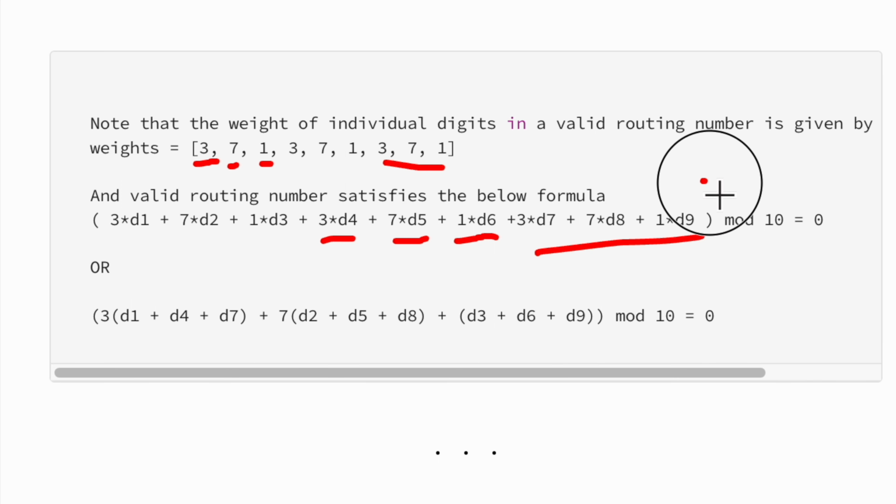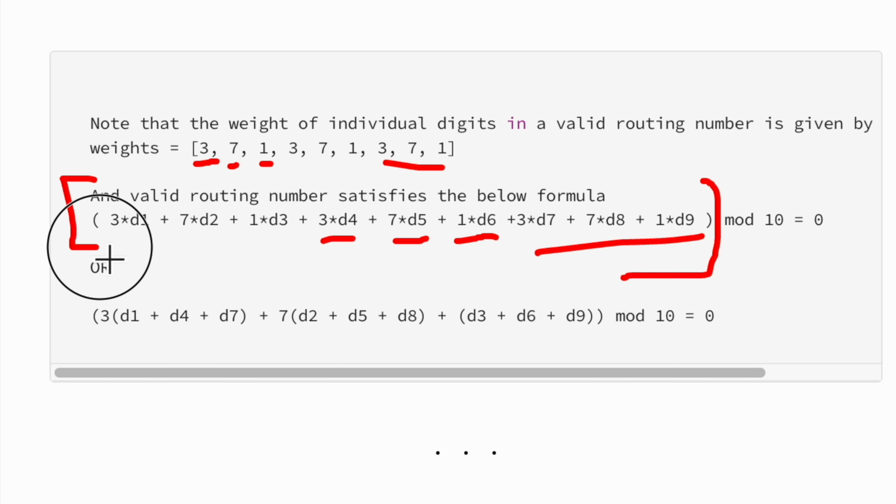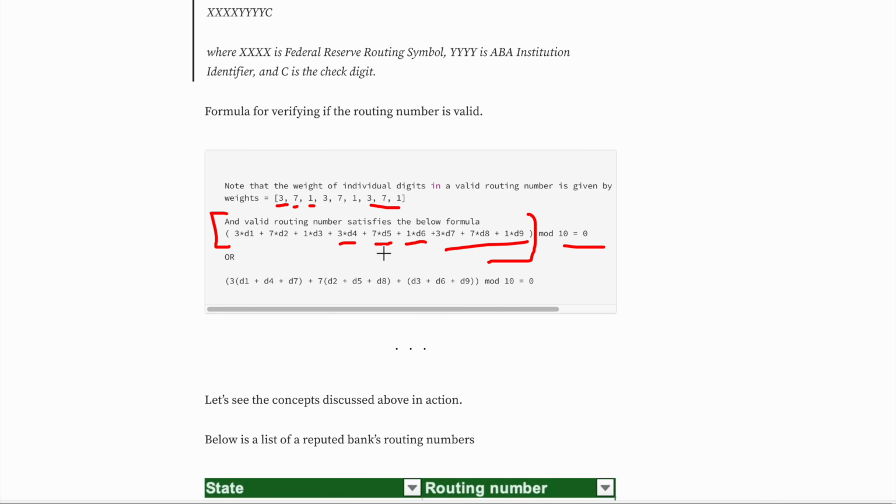And if you add all these together, and if you take a modulus, which means you divide it by 10, then the remainder should be 0. Modulus of 10 means if you divide by 10, the remainder should be 0. If the routing number which is given to you satisfies this condition, it means that it is passing the checksum.